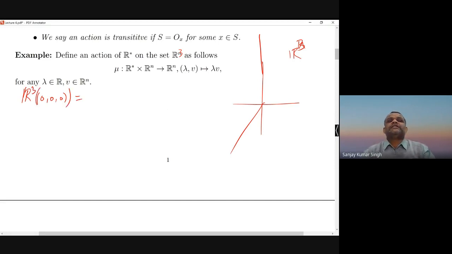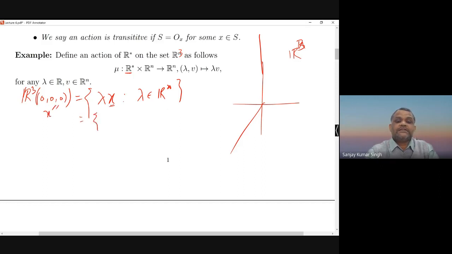So it means all elements of the type Gx, but here G is this group. So it will be all elements of the type lambda x such that lambda belongs to R star. But since x is already 0, this is just the set {0, 0, 0}. So the orbit of this point is always 0.